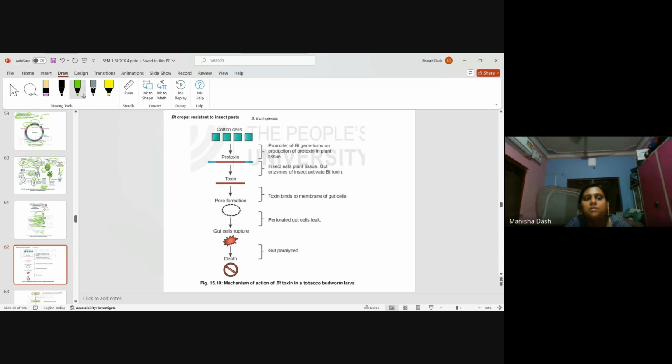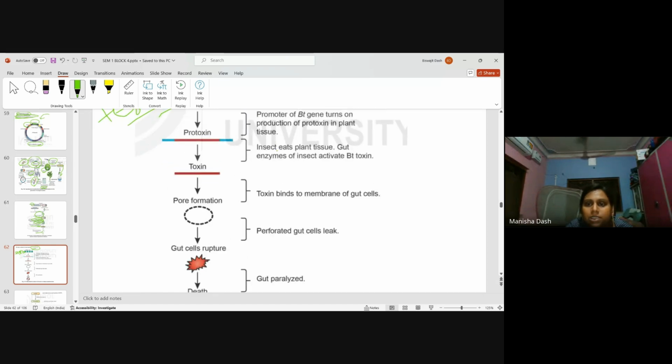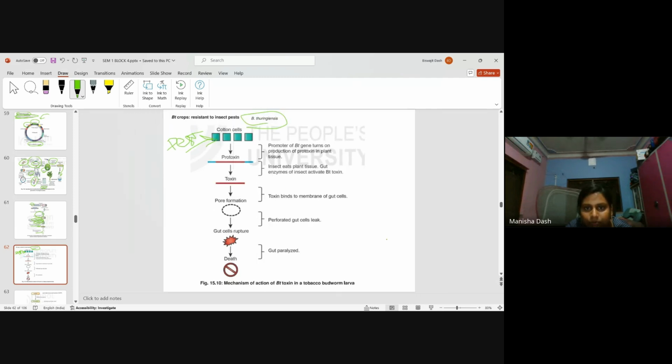I think everyone must have heard about the BT toxin plants. Okay, so BT comes from Bacillus thuringiensis. The cotton plants are highly infected by a certain type of pest. Pest means an insect that usually destroys the cotton plants. Okay, so a BT gene is used to protect the plant against the pest. So how exactly is it done? The promoter of the BT gene turns on the production of the BT protoxin in the plant tissue.